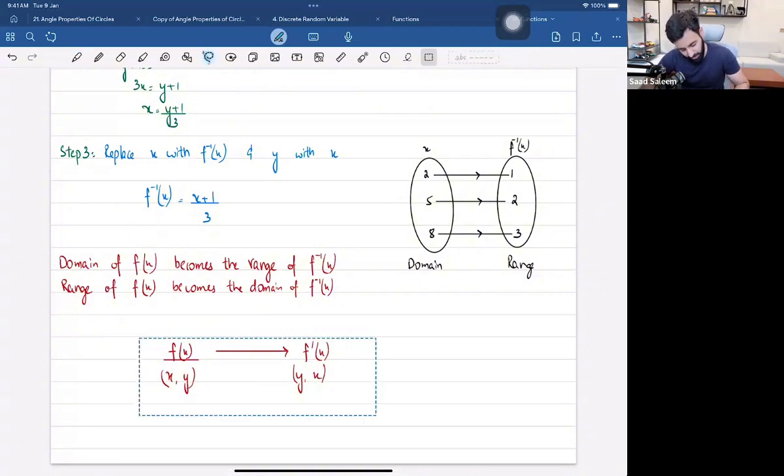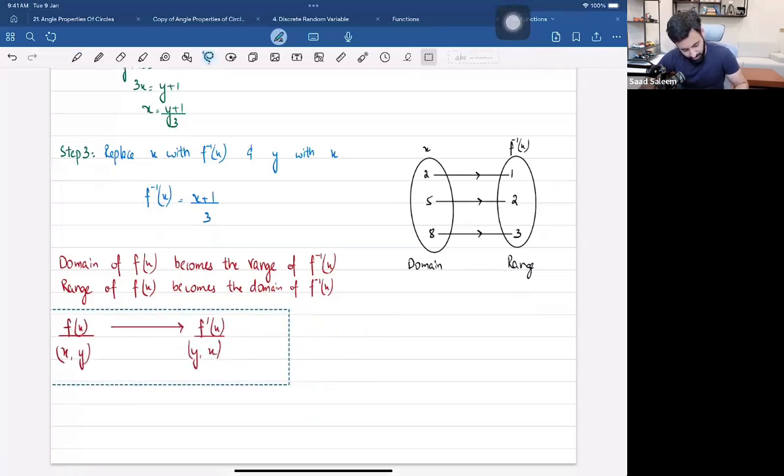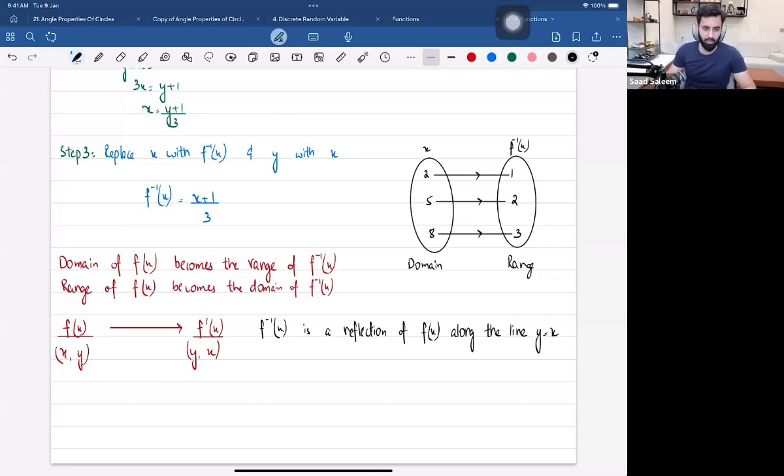So basically, long story short, the graphical relationship between the two is as follows. This is the graphical relationship: f inverse of x is a reflection of f of x along the line y equals x. We're going to see this in action as well. We're going to draw it and find out. But right now, this is what I want you guys to remember.